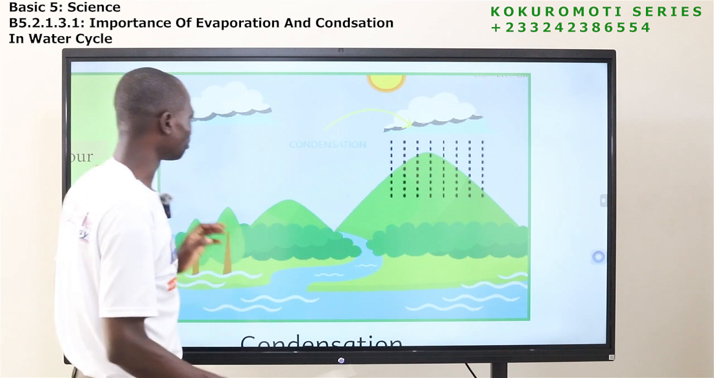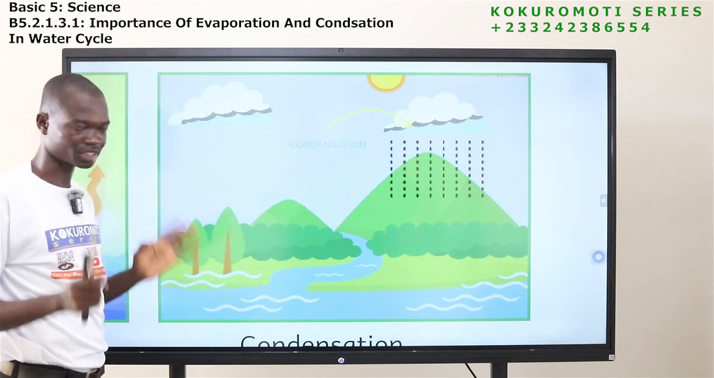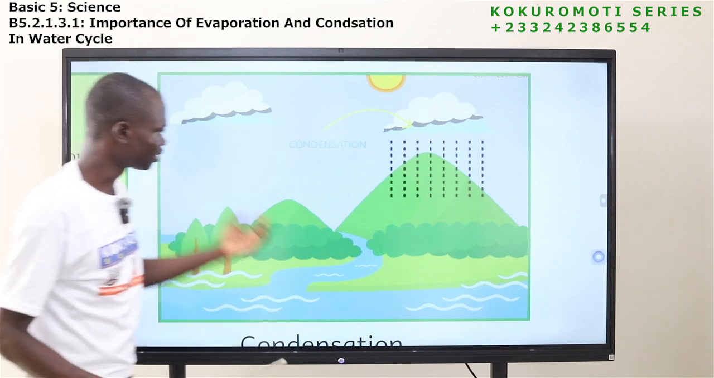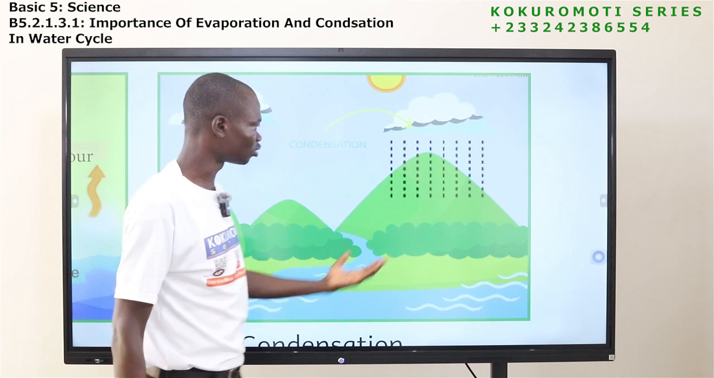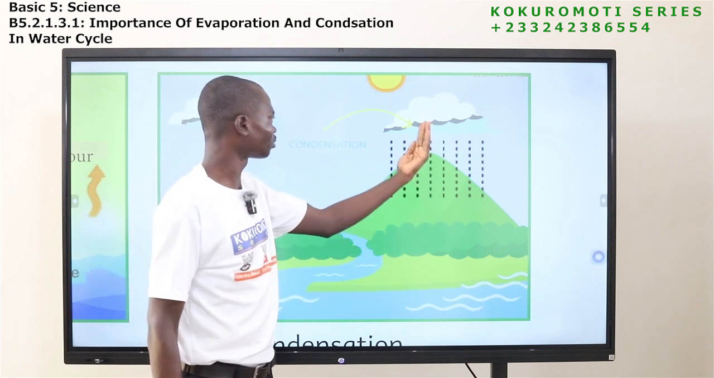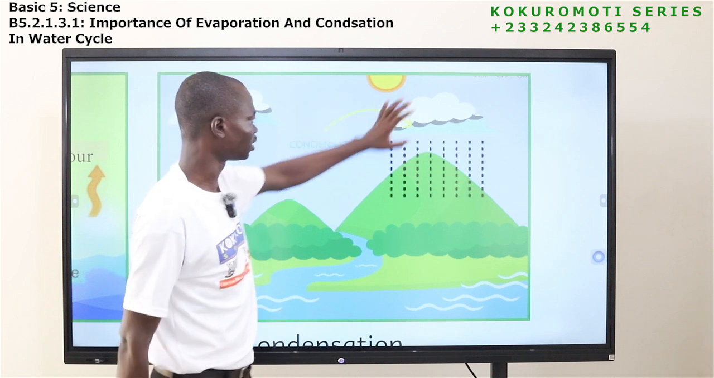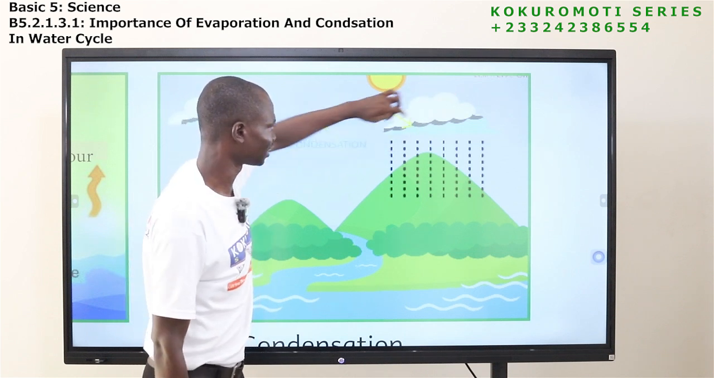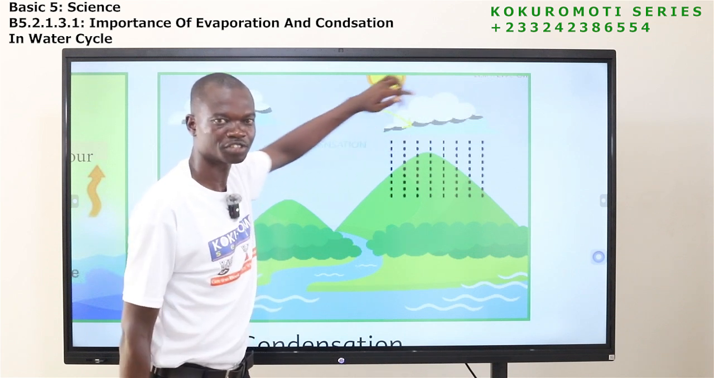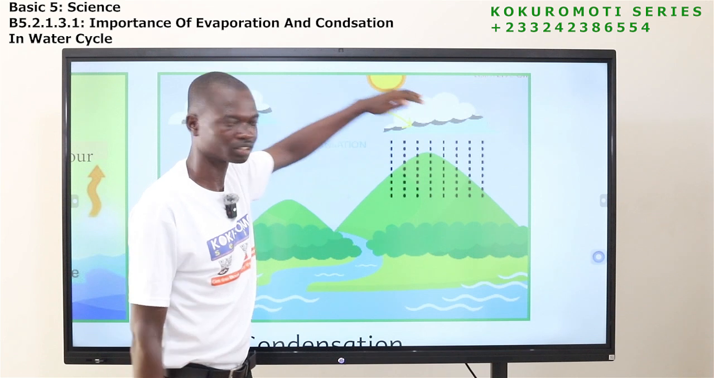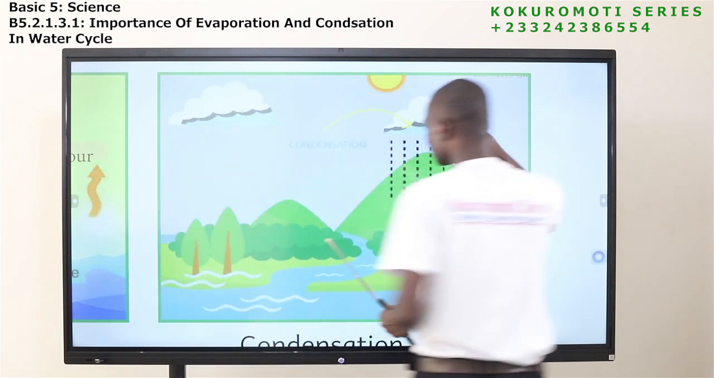And the process of it is what we call precipitation. By here, the water that turned into vapor goes up like this. When they go up, they form this thing. This is the clouds, water vapor that has been formed or turned into clouds.